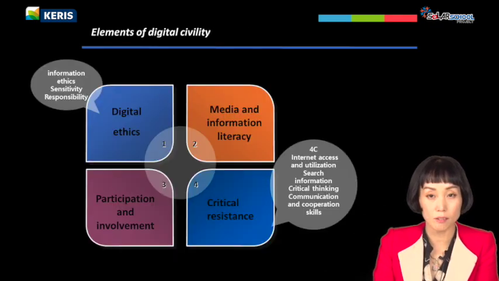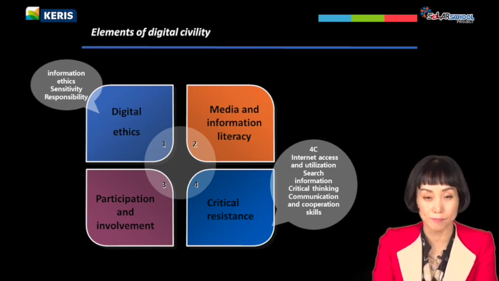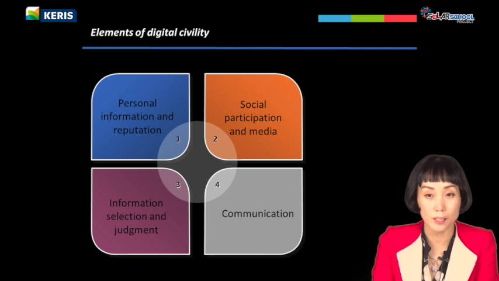In some cases, the elements within digital citizenship are classified into 4 categories: digital ethics, media and information literacy, participation and involvement, and critical resistance, as classified by the Korea Information Society Agency. Also, you may see it like the following screen: personal information and reputation, social participation and media, information selection and judgment, and communication. Just remember that it is better to educate these elements evenly rather than simply classifying them.